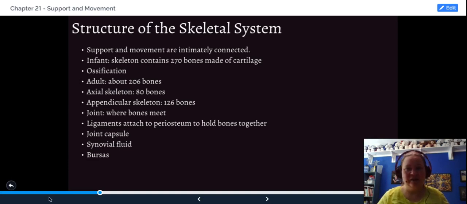The skeleton of the human is divided into two parts: the axial skeleton, which consists of the skull, the ribs, the sternum, and the vertebrae, so the backbone, and that's about 80 bones. The rest of the bones consist of the appendicular skeleton, okay?